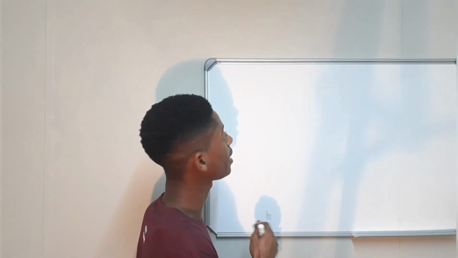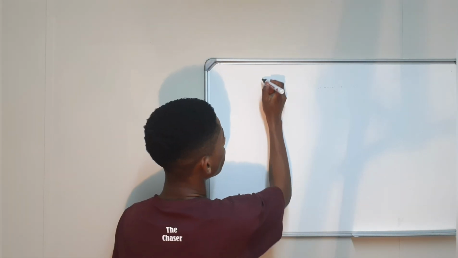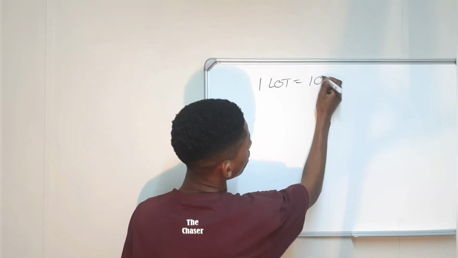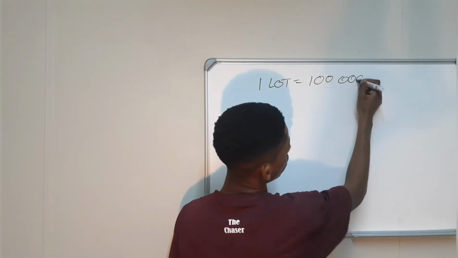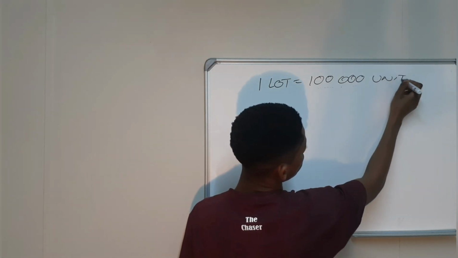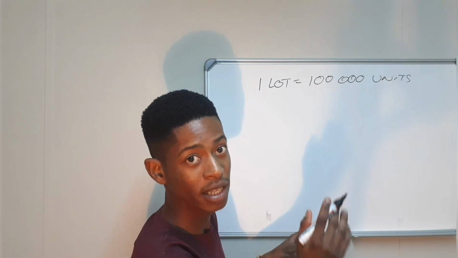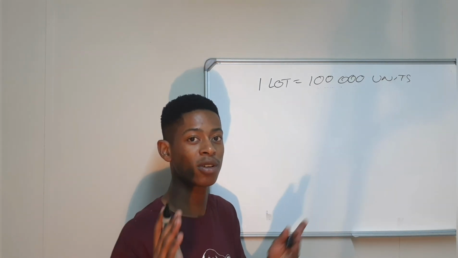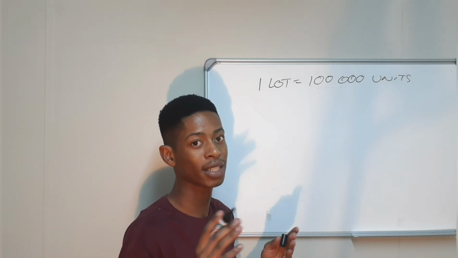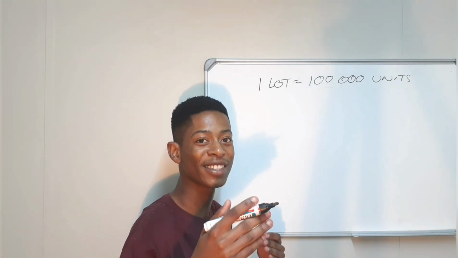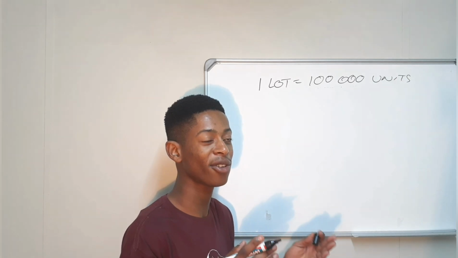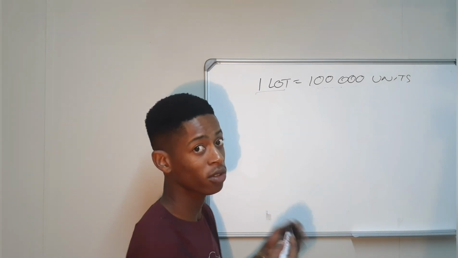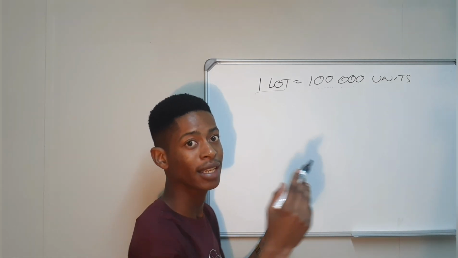So let's take a quick look at the standard lot size. We've got one lot equals 100,000 units. Okay, so that's how the market operates. One standard lot size is 100,000 units. So you do know that if you've got a small account, that's when you're going to be utilizing lot sizes of 0.01 and all those. But one standard lot size equals 100,000 units in the market.